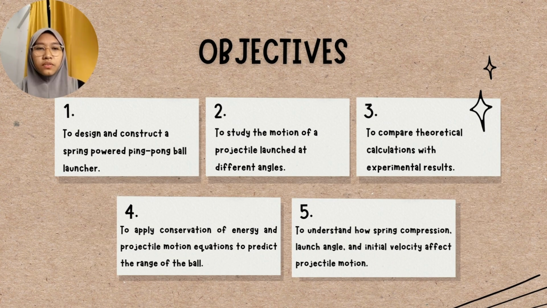The objective of this assignment is to design and construct a spring-powered ping-pong ball launcher, to study the motion of a projectile launch at different angles, to compare theoretical calculations with experimental results, to apply conservation of energy and projectile motion equations to predict the range of the ball, and to understand how spring compression, launch angle, and initial velocity affect projectile motion.